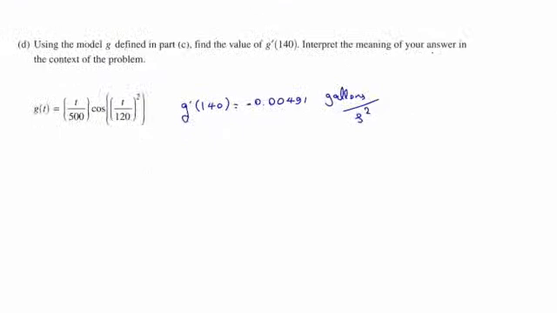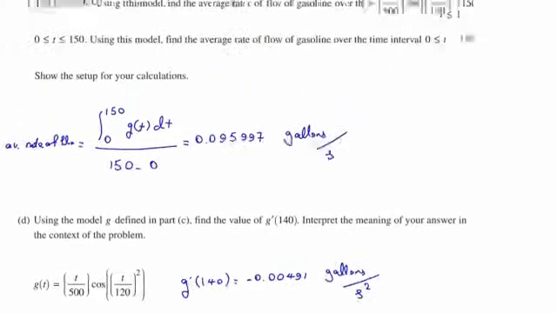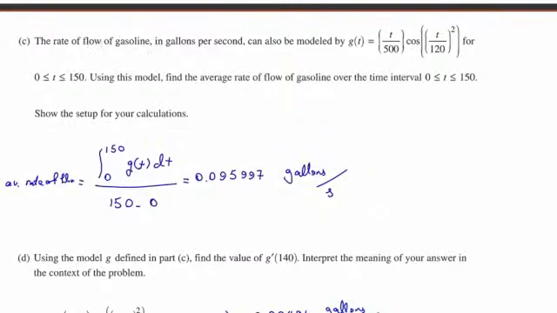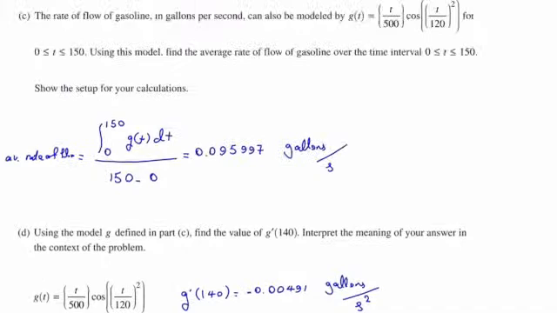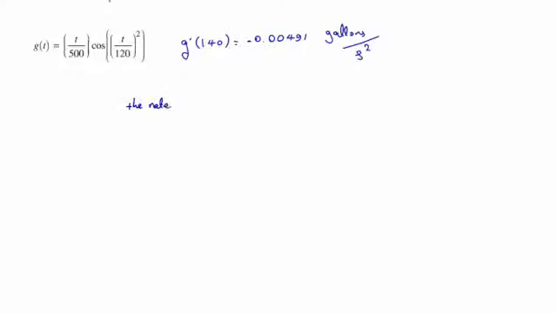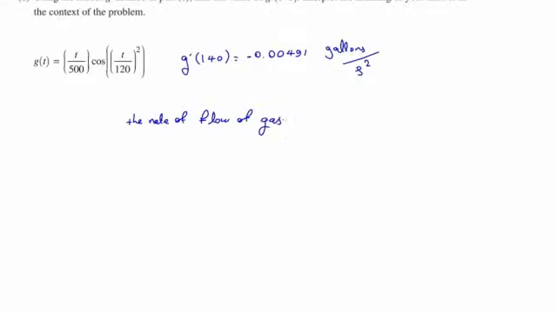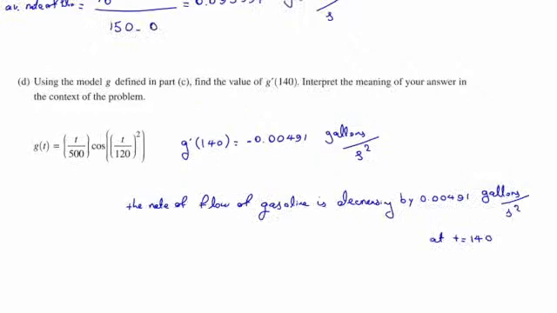Now it says interpret the meaning of your answer in the context of the problem. G of t was what? G of t is the rate of flow of gasoline in gallons per second. So you can say exactly this definition: the rate of flow of gasoline is decreasing by 0.00491 gallons per second squared at t equal to 140. Okay, so we've solved this problem completely.